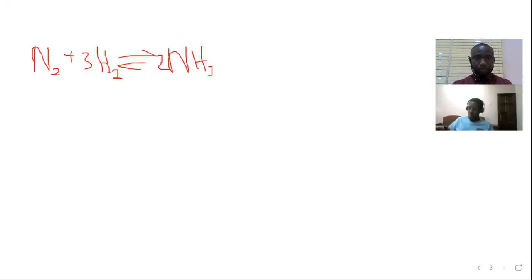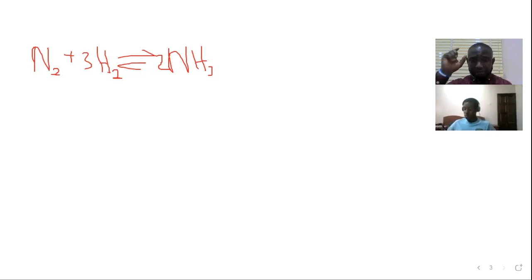Number one, one of the properties of a system at equilibrium is that equilibrium is dynamic. That means what we are trying to say is that equilibrium can be achieved from either direction, from either the forward reaction or the backward reaction. That's what we mean. Equilibrium is dynamic. Number two, the rates of the forward and backward reactions are equal.